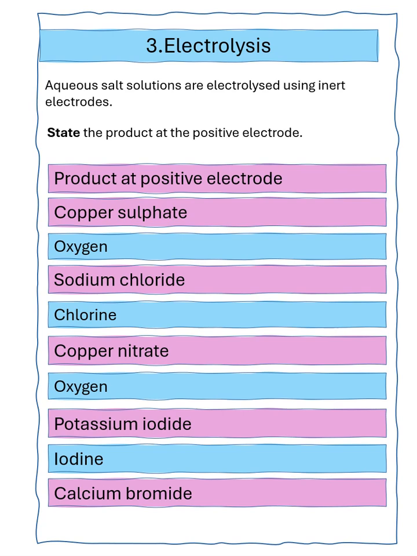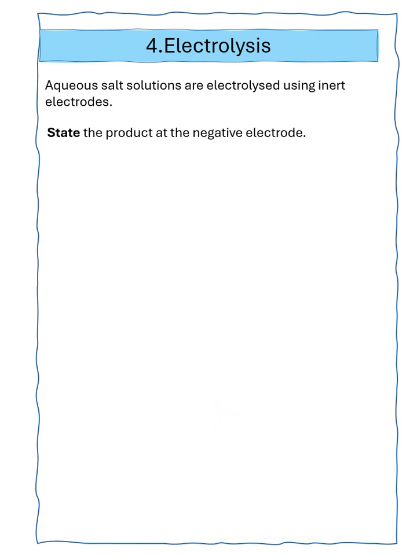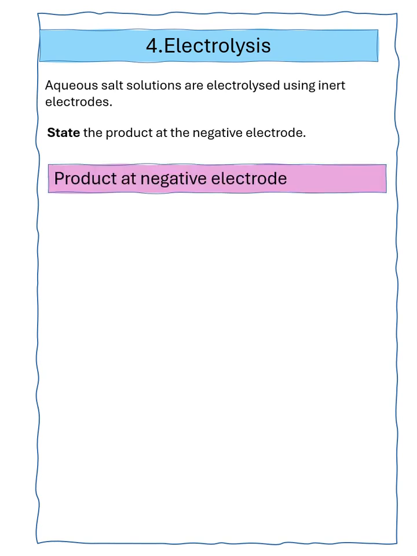And the last one, calcium bromide. Bromine is in group 7, so we get bromine formed at the positive electrode. Question 4 about electrolysis says state the product at the negative electrode. We're carrying out electrolysis of aqueous salt solutions, and we're interested in the negative electrode, so it's going to be the positive ions that are attracted to the negative electrode.